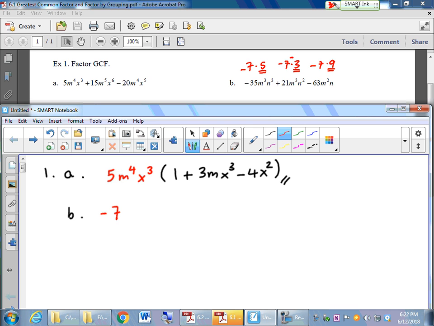this will become m to the 2nd power, because I have the first term m to the 3rd, second term m to the 3rd, the third term m to the 2nd, so the GCF will be m to the 2nd. And lastly will be n, because I have n to the 3rd power, n to the 2nd power, n on the last term, so the greatest common factor is only n.